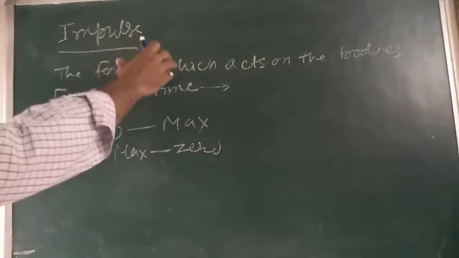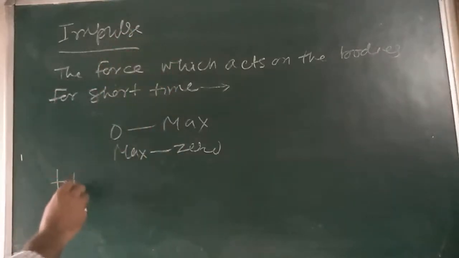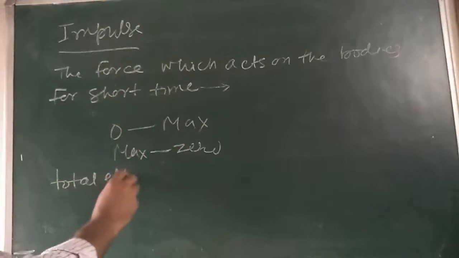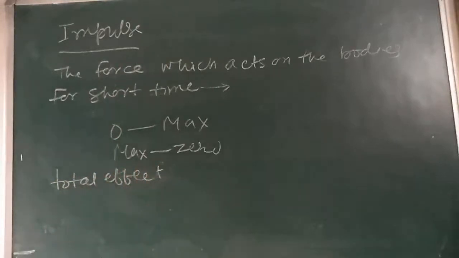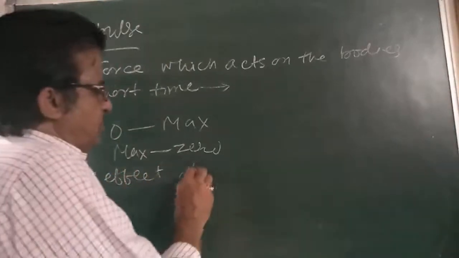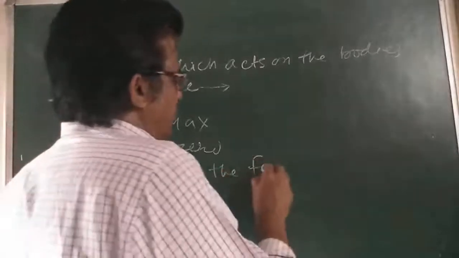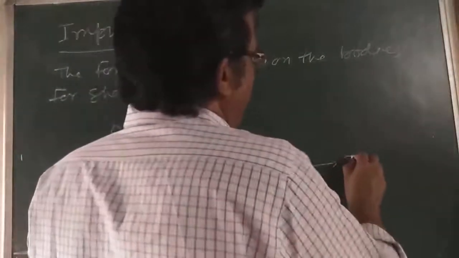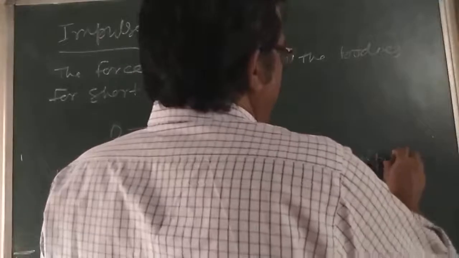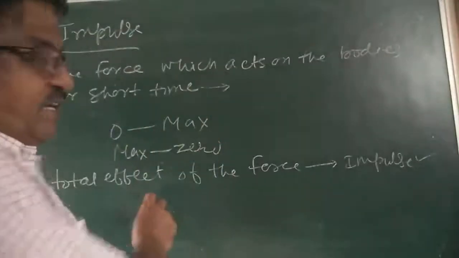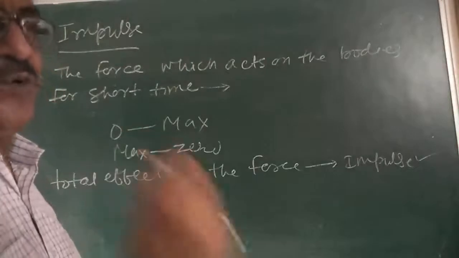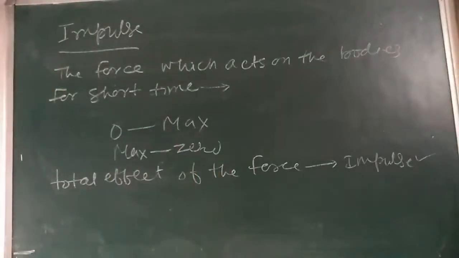So in such cases, we measure the total effect of the force. This is called impulse. Is that clear? It happens so quickly that we cannot measure it. So what do we measure? The total effect of the force, sir. How is it? Let us see.